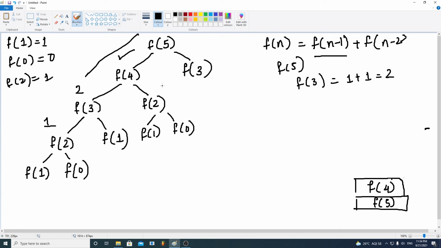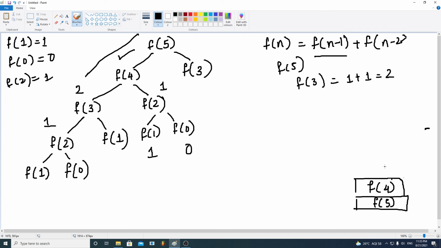So it doesn't know what f of 2 is. So what it's going to do is, for f of 2, it is going to calculate the value, that is going to be 1, because f of 1 is 1 and f of 0 is 0.